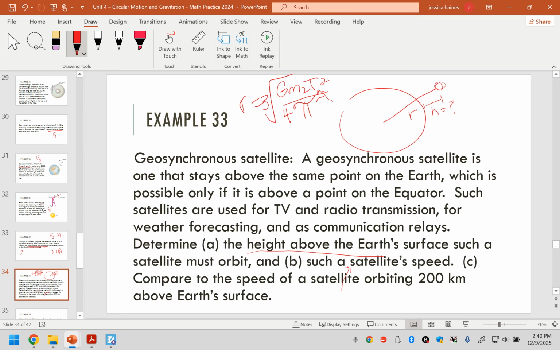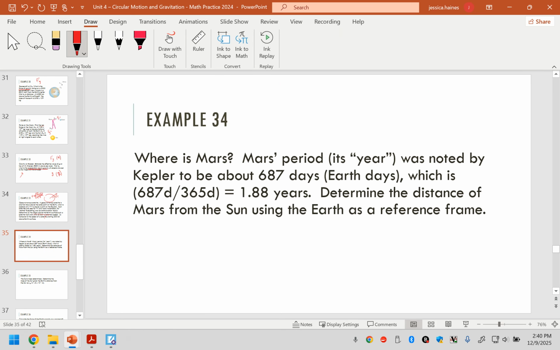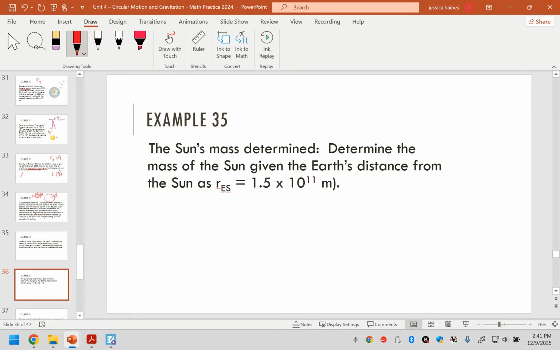You're going to use the radius of the Earth on the back side of that paper to help you with this problem specifically. You don't need to memorize those values. They should be provided for you, but they are just helpful when you're working through the bookwork. This is a Kepler's law problem, so this is just helping you to practice with that Kepler's law equation. Sun's mass: determine the mass of the sun given the Earth's distance from the sun.